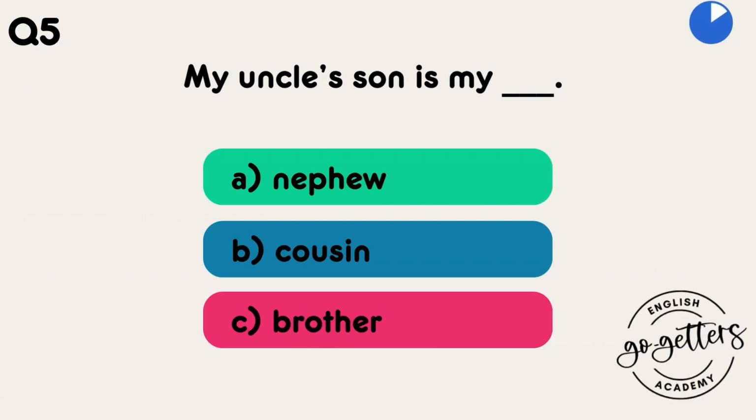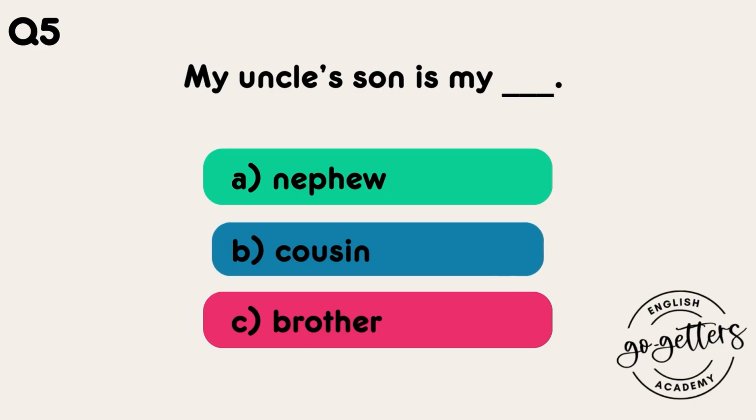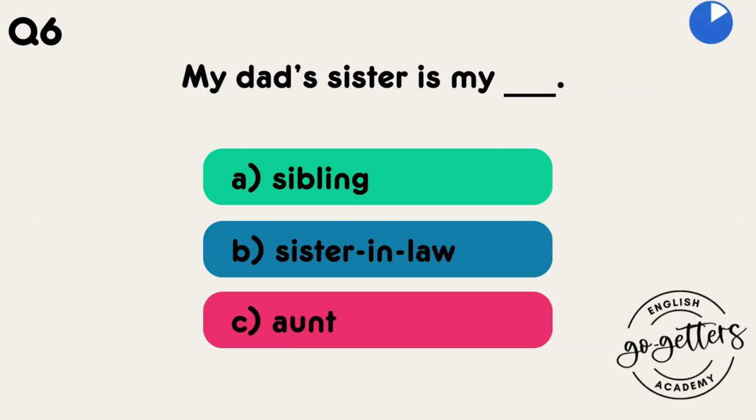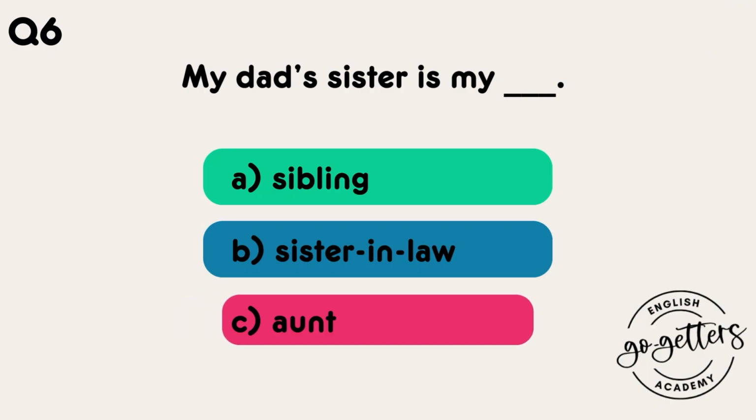Question 5. My uncle's son is my... And the correct answer is letter B, cousin. Question 6. My dad's sister is my... And the correct answer is letter C, aunt.